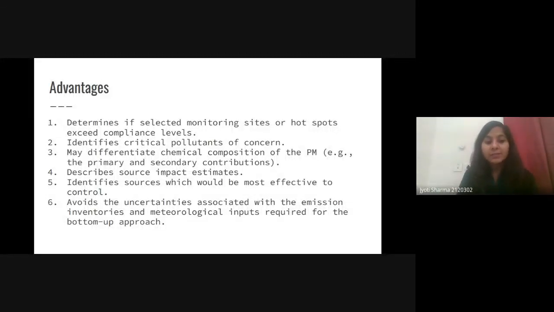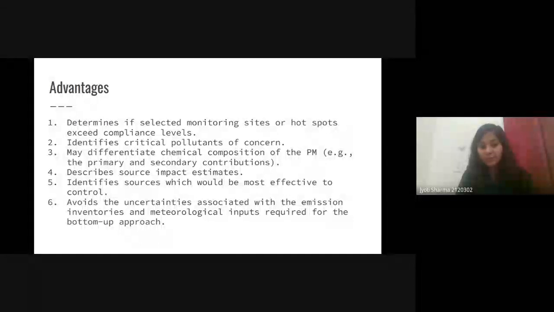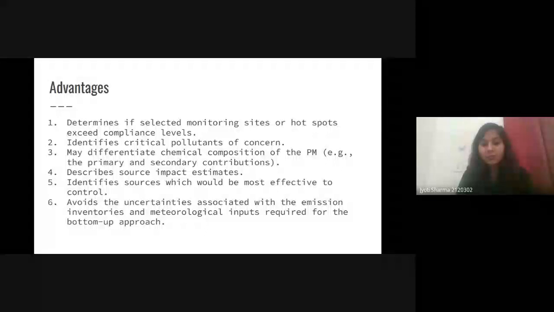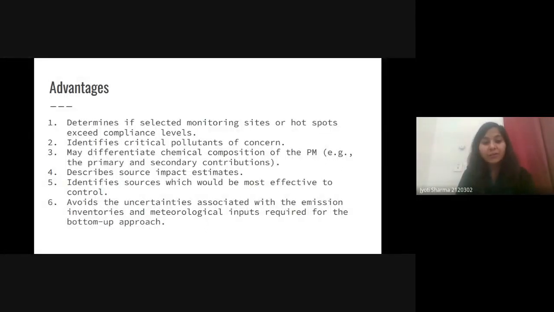Then it identifies critical pollutants of concern. Then it may differentiate the chemical composition of the particulate matter. Then it also describes source impact estimates. It identifies the sources which would be most effective to control. It's just the same as the advantages of our bottom-up approach.